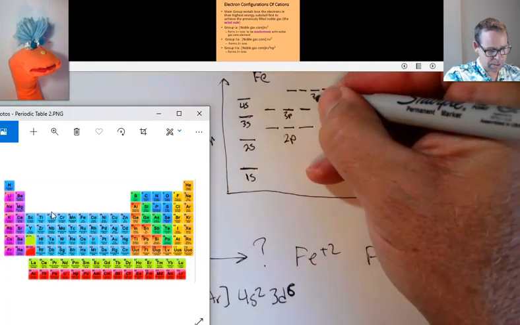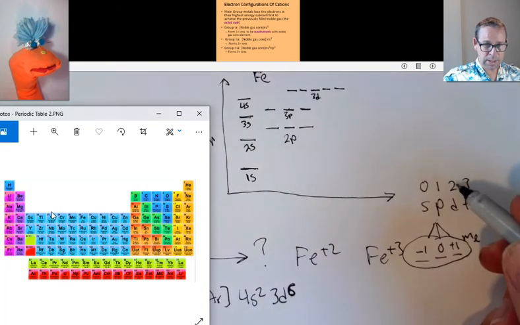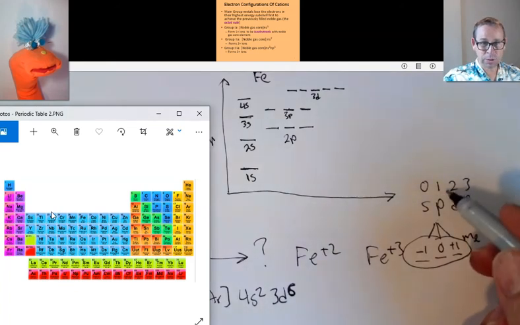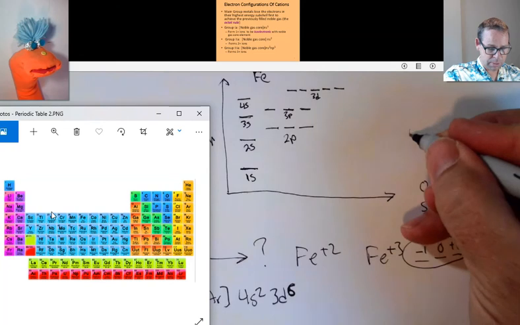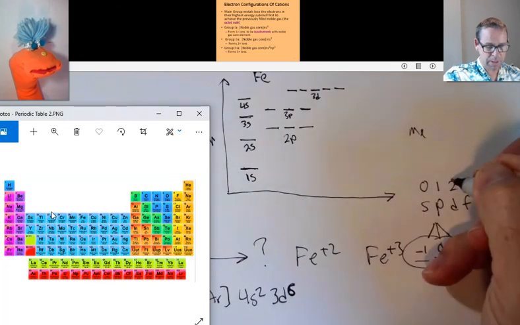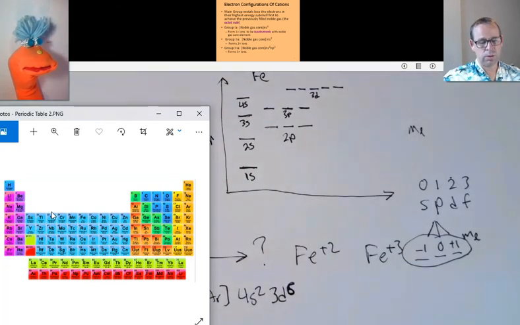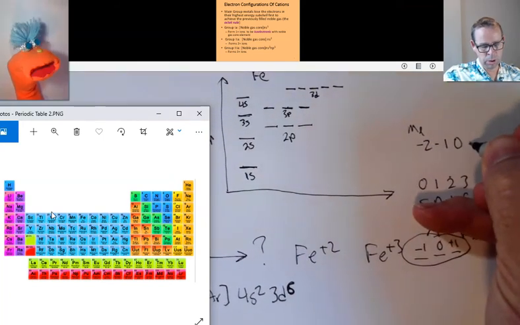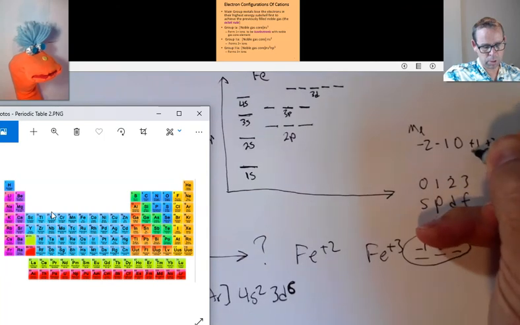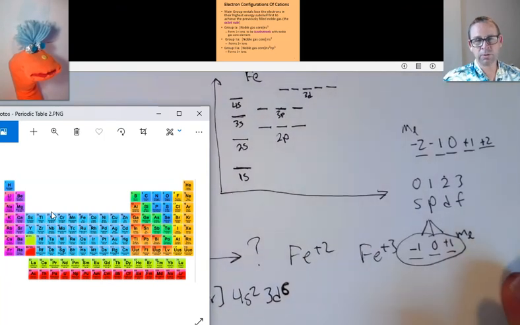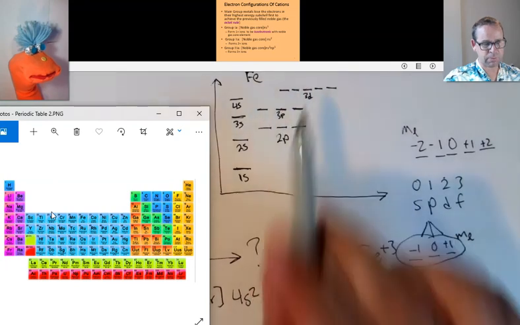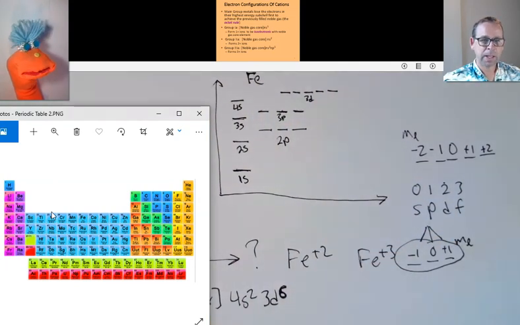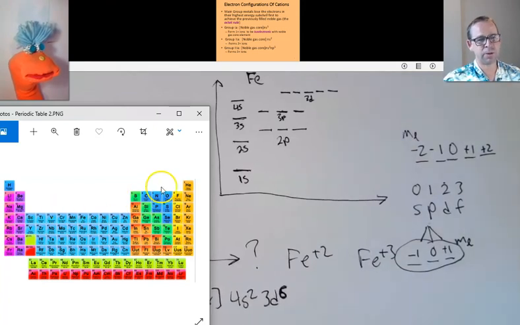Now remember, we did that because for d, L equals 2, and that means our m sub L values. What are the possible m sub L values if L equals 2? -2, -1, 0, +1, and +2. Very good. So we got 1, 2, 3, 4, 5 different m sub L values. That's telling us 5 different orbitals. Okay, now for iron, everything is filled up except for this last 3d isn't completely filled, right?